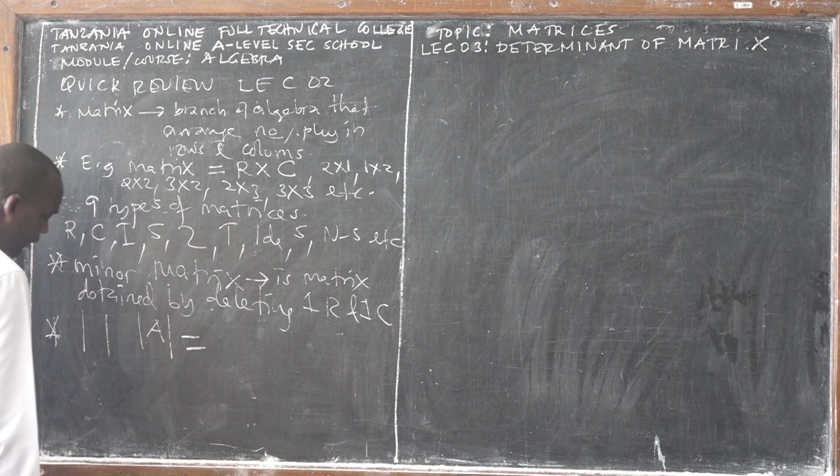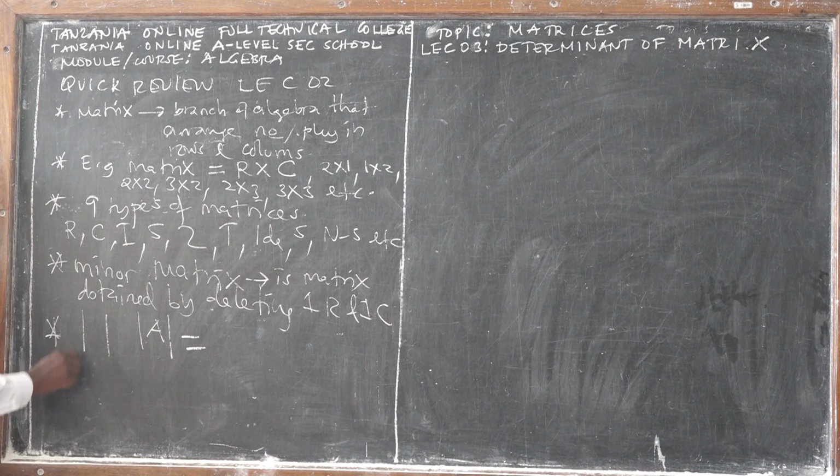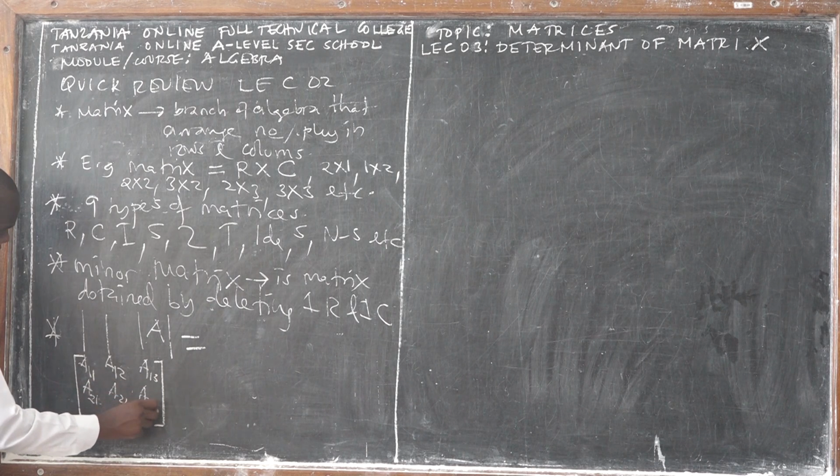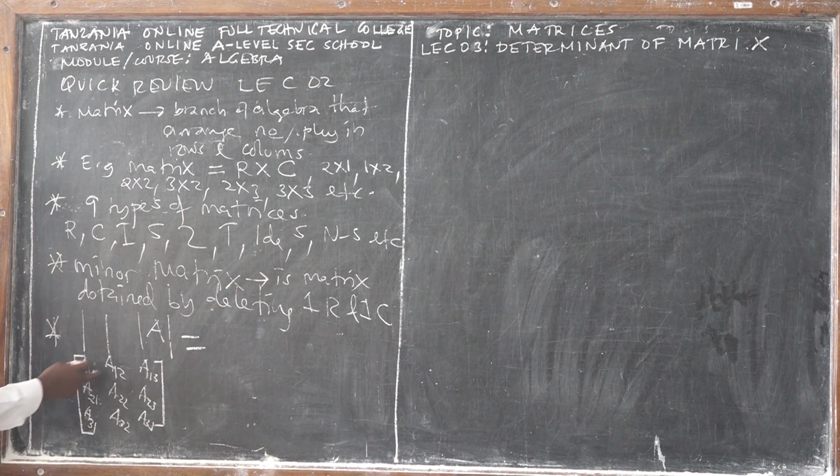Then we are going to deal with a 3 by 3 matrix, right? How many rows do you have in a 3 by 3 matrix? 3 rows, right? For instance, A11, A12, A13, then A21, A22, A23, A31, A32, A33. In case we want to look for the determinant, we have to introduce signs. This is positive, this is negative, this is positive.